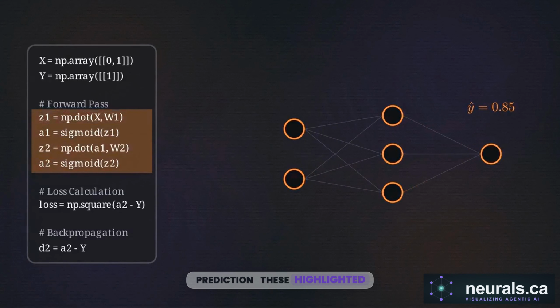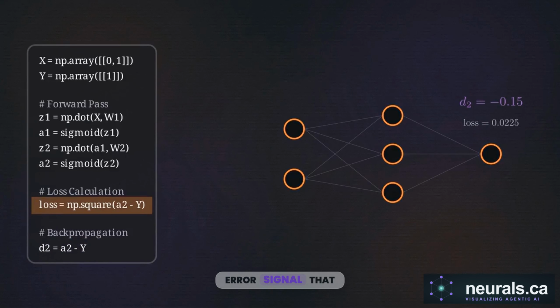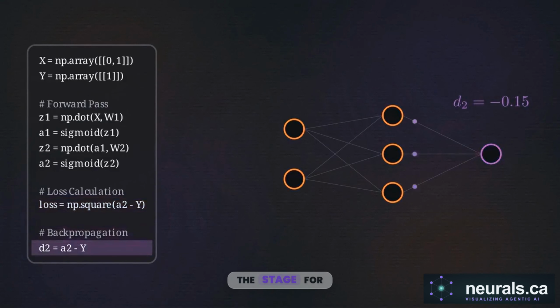These highlighted operations manifest the forward pass, mapping every theoretical arrow to a mathematical step. To initiate the backward flow, we subtract the target from our prediction, creating the error signal that travels back. The forward pass is now complete. We have a prediction and a final error metric, setting the stage for the backward journey of assigning credit and blame.